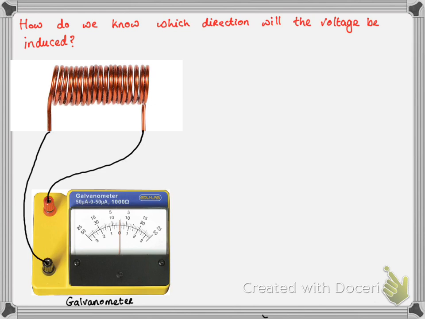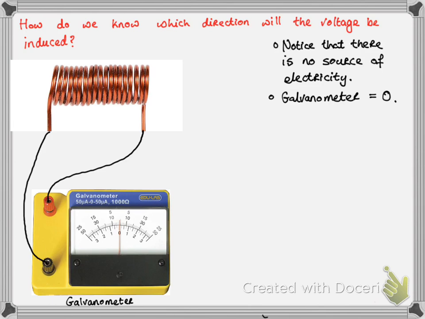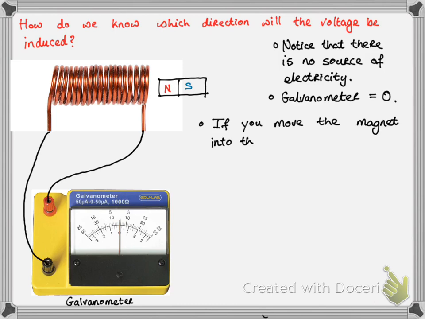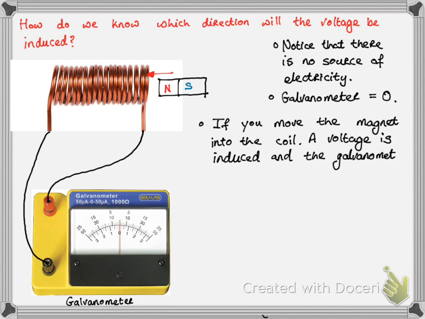Here, I have a galvanometer attached to a coil of wire. Notice that there is no source of electricity here. And when there's no bar magnet moving, or in the presence of the coil of wire, the galvanometer is at 0. However, if we get a bar magnet and notice that its orientation is north to south, if you move the bar magnet into the coil of wire, a voltage is induced. And the galvanometer will deflect, or another word for this is move. So as you can see here, the little bar on the galvanometer will have moved to the left.